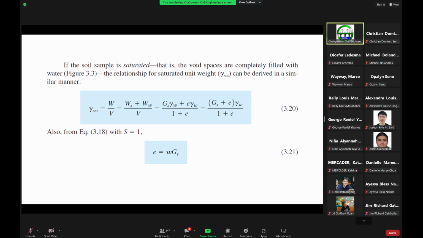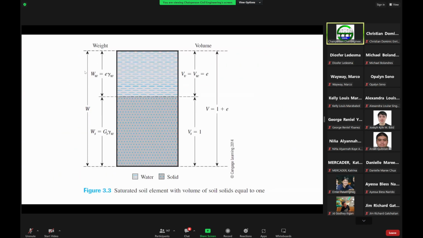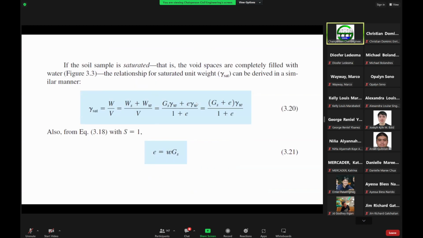So to derive now the formula for the saturated unit weight, gamma sat, that's now equal to the total weight over the total volume. The total weight is equal to the weight of the soil solids plus the weight of water, over the total volume. The weight of the soil solids is equal to the specific gravity of the soil solids times the unit weight of water, that's gamma w.